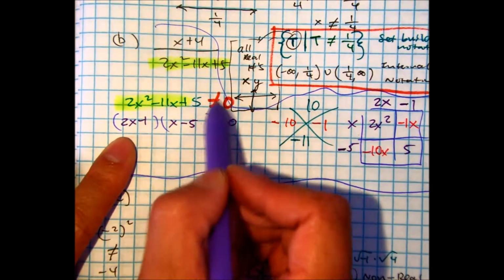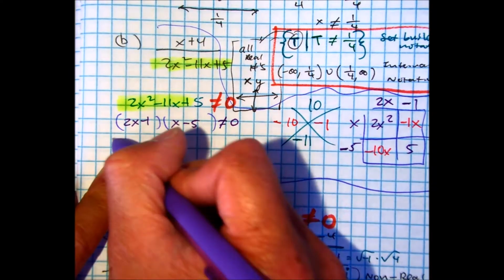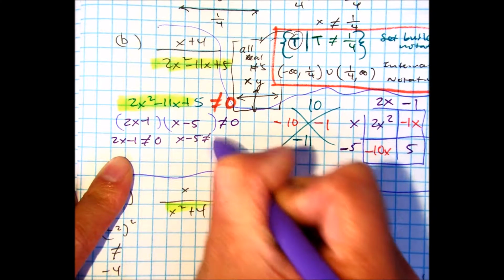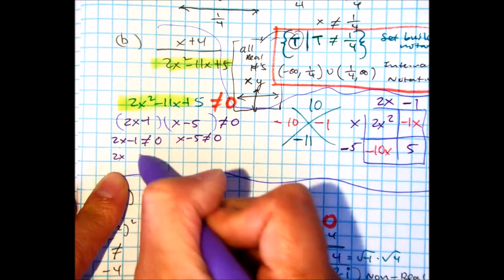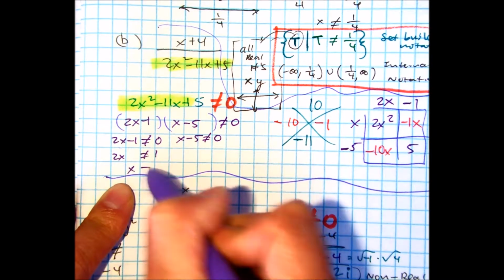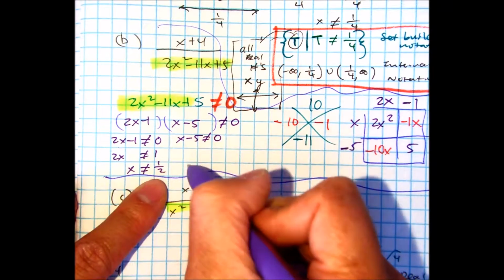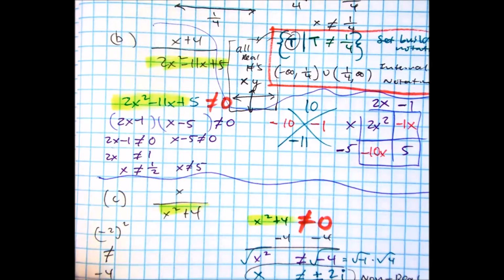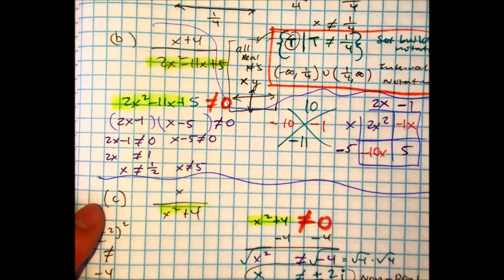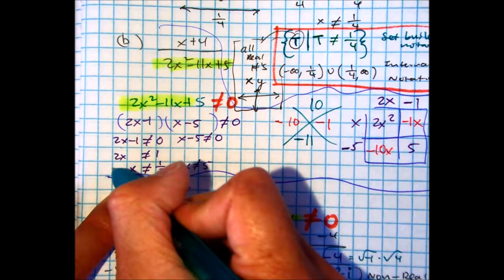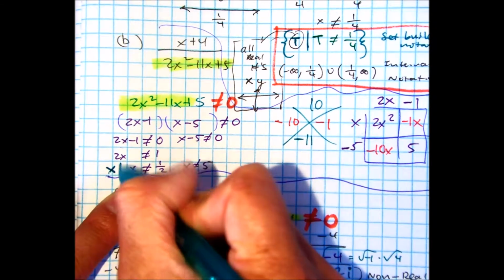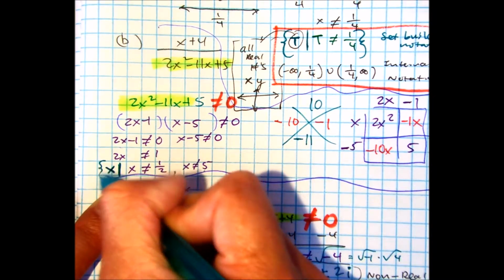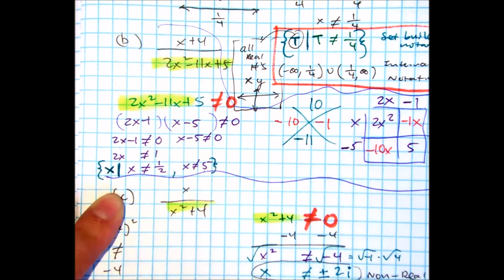And then, remember, pretend this is like an equal sign, so you would just use the zero product rule, but in this case we're going to do 2x minus 1 not equal to 0. X minus 5 not equal to 0. I'll add 1 to both sides. Divided by 2, x is not equal to 1/2, and x is not equal to 5. How would I write that in set builder notation? You can do all values of x such that x is not equal to 1/2 and x is not equal to 5.